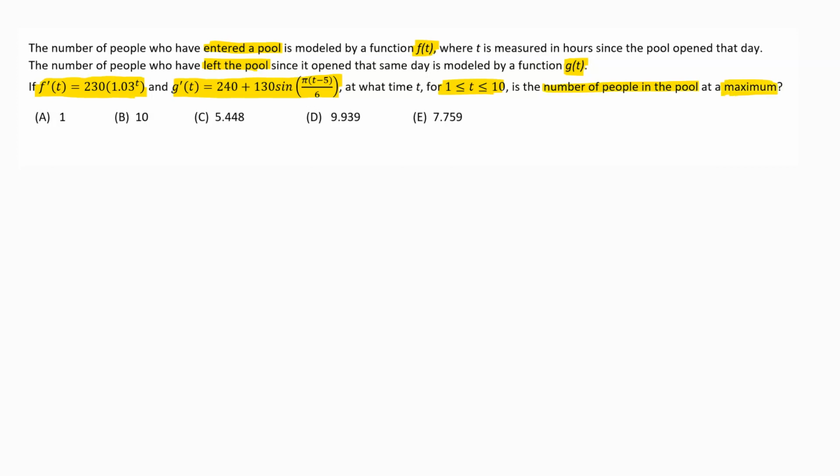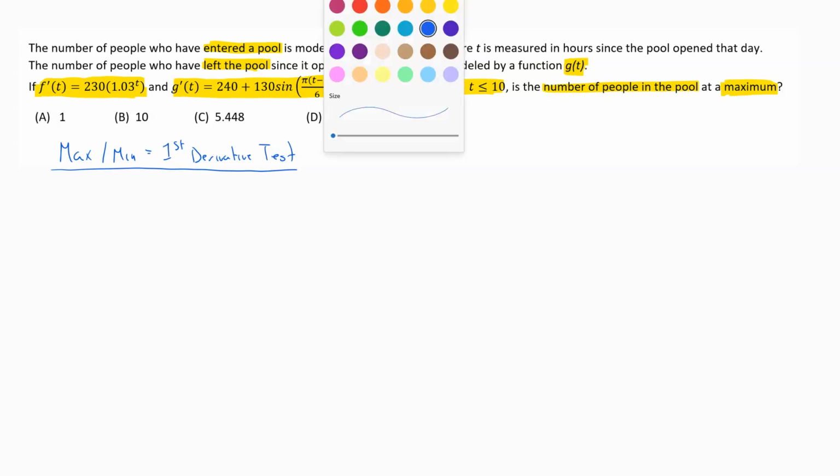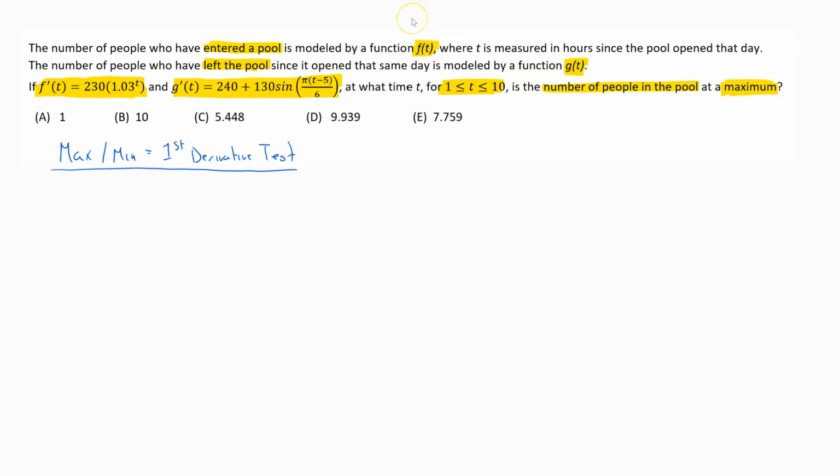And then the final thing they're looking for is they want to know the number of people in the pool at a maximum. When I see a word like max or min, that really tells me that what I'm probably looking at is a first derivative test. And so I just start running through that first derivative test process. The first thing I need to know is what is the equation I'm trying to take the derivative of? Well, this one wants us to find the maximum of the number of people in the pool.